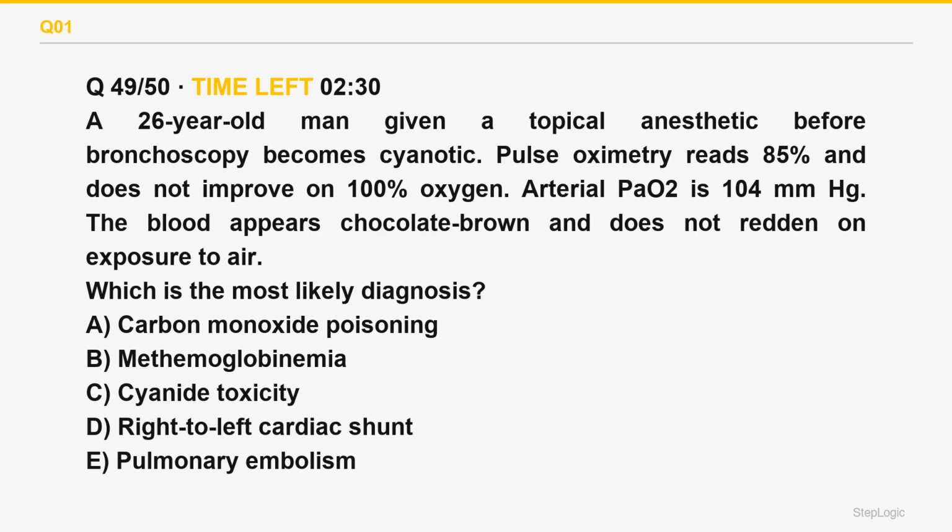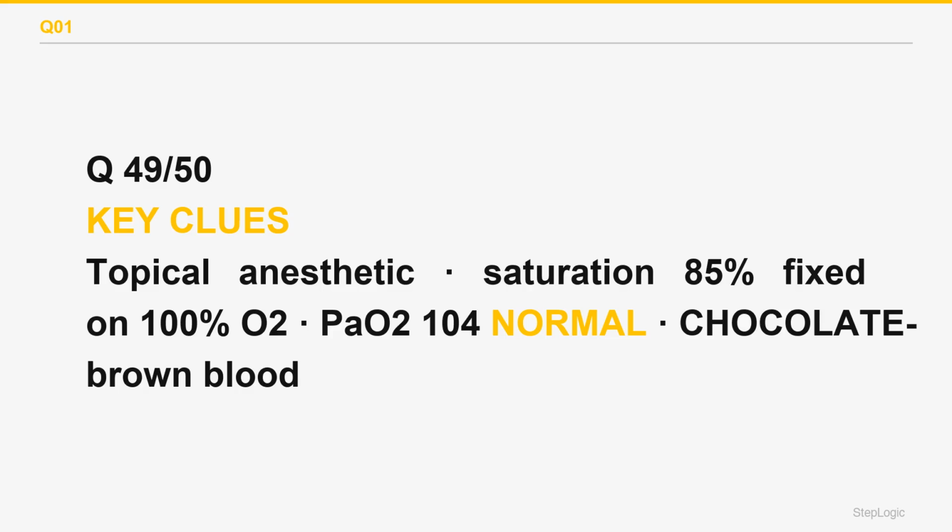Cyanosis with a normal PaO2 narrows the field, and the color of the blood settles it. Certain oxidizing agents, benzocaine and other topical anesthetics, dapsone, nitrites, convert hemoglobin iron from the ferrous to the ferric state, producing methemoglobin. Ferric hemoglobin cannot bind oxygen, and it left-shifts the remaining normal subunits so they release oxygen poorly. Because the lungs are normal, the dissolved PaO2 stays normal, but functional carriage collapses.